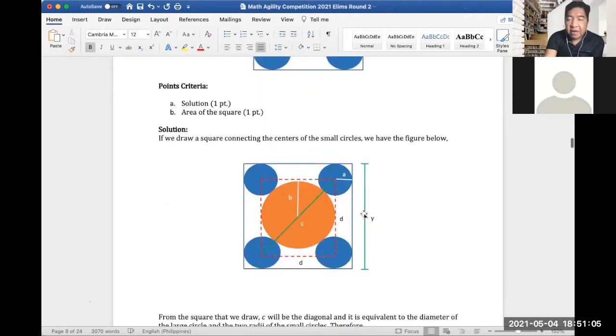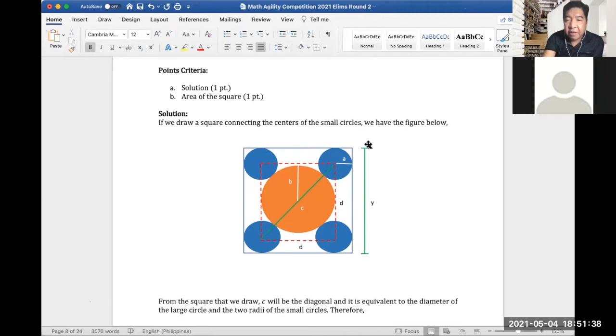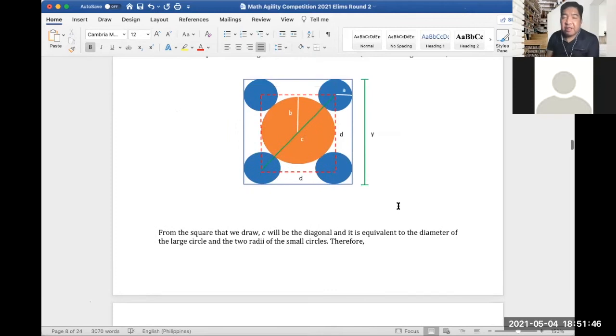So let's draw our square like this. If you can see, if we connect the centers of the small circles that pass through the center of the orange circle, if you can see this green line, right? We have the figure below. So the broken line for the red square would be equivalent to D. So the side is D, and I name the length of the side of the blue square as Y here, right? Okay, so from the square that we drew, C will be the diagonal.